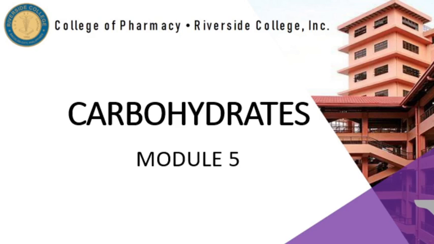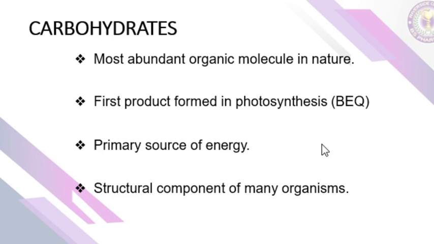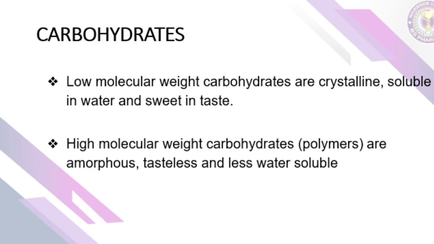After glycolysis, it will undergo the Krebs cycle, and then the ETC, electron transport chain, and all of that. So we'll be tackling that. And so in here, it is known that this is the first product formed in our photosynthesis, and it is usually a structural component of many organisms, especially plants, which is your cellulose. Okay, so let's move on.